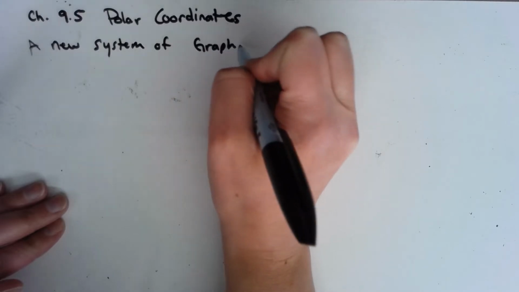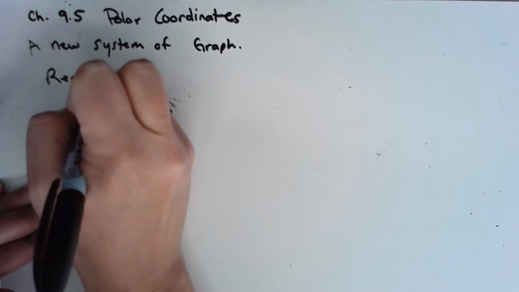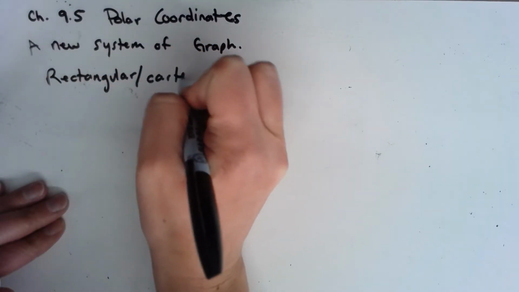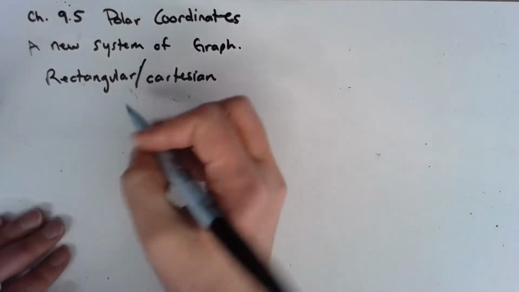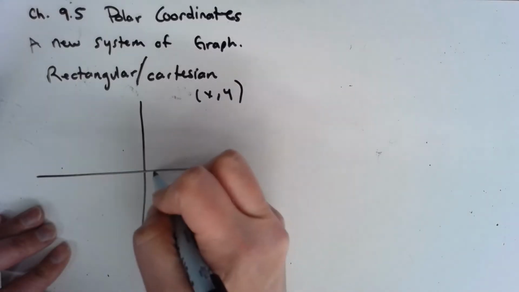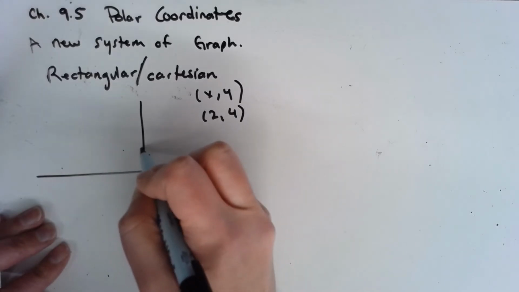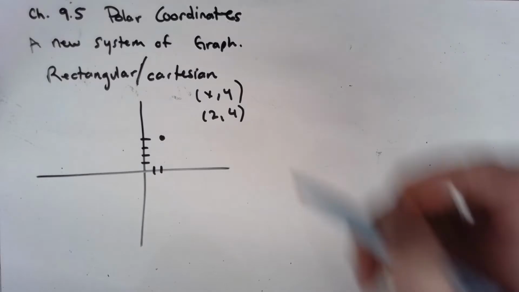We have graphed up to this point always in rectangular, or the Cartesian, coordinate plane. That's the one we're used to where we have an X and a Y. And let's say it's 2, 4, and we'd go over 2 and up 4. We'd plot our point. That's what we're very used to, that's what we're comfortable with.